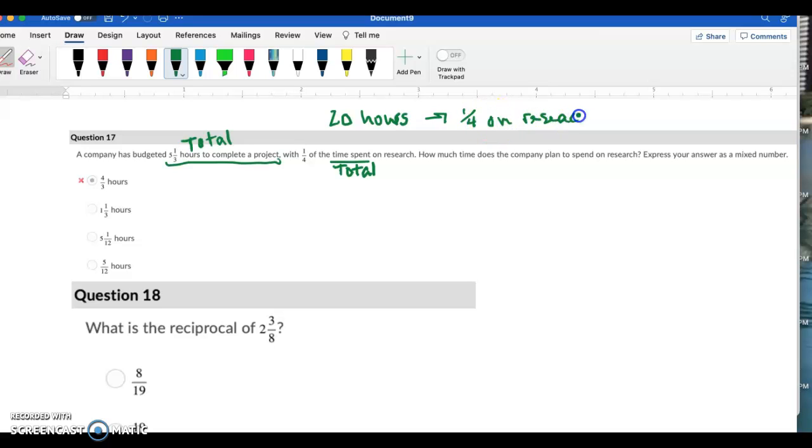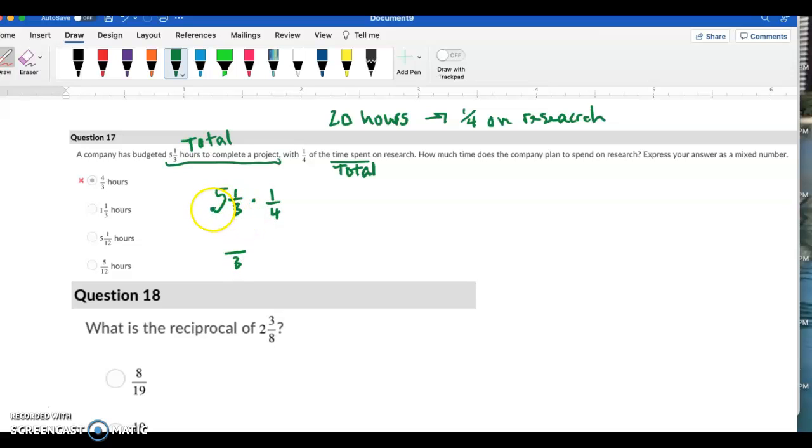Well, what is a quarter of 20 hours? Well, it would just be dividing 24 by 4, which gives us 5, or just doing 20 times 1/4. So if I kind of know that, then I can say, okay, well, 5 1/3 then times 1/4. And then we would need to change this to a mixed number.